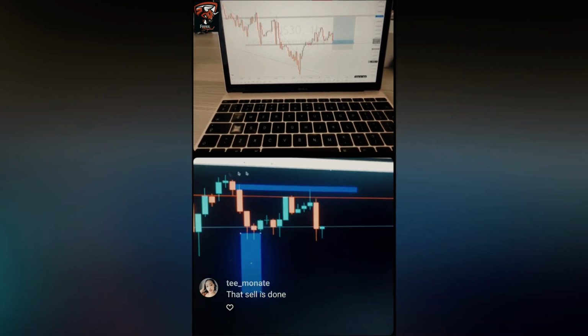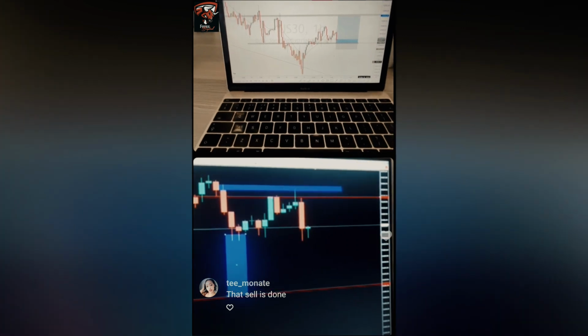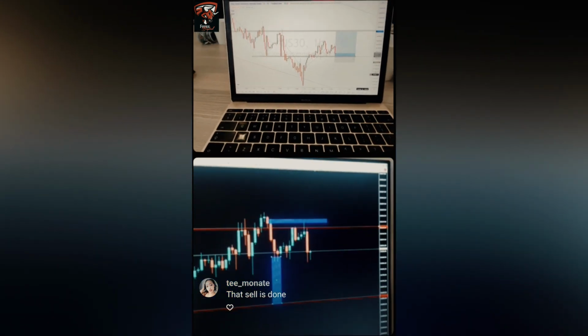So I think let's see here. What do you think of gaps yourself? What do you think of gaps?